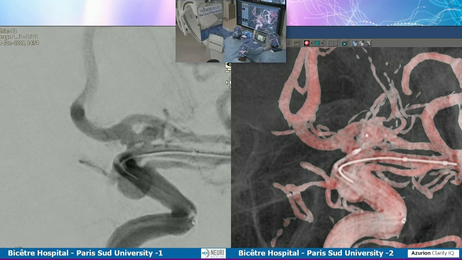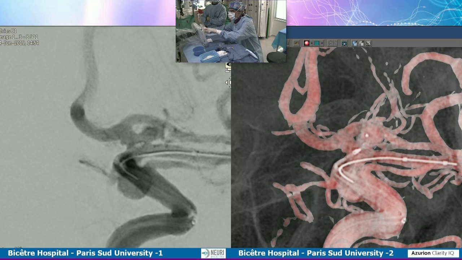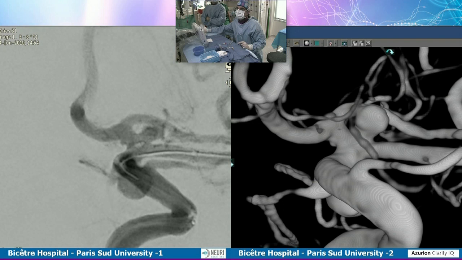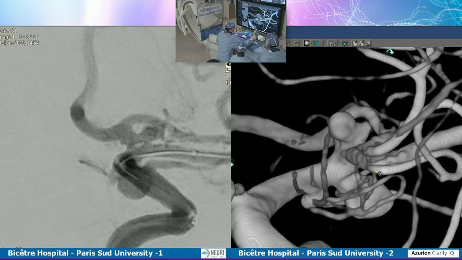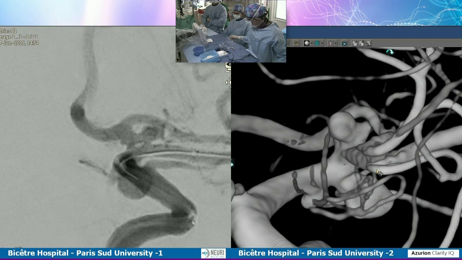So for the time being, he's looking at the lateral view on the 3D, and then he will project it on the 3D roadmap. We are working on the monoplane. The biplane is used by somebody else. You can see on the side the tablets, which is a kind of a smartphone from which you control everything.